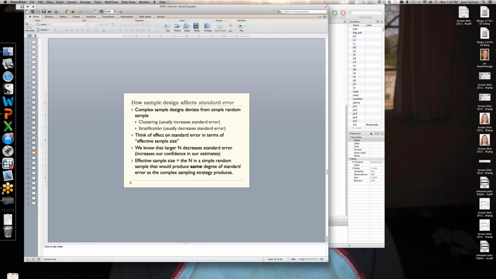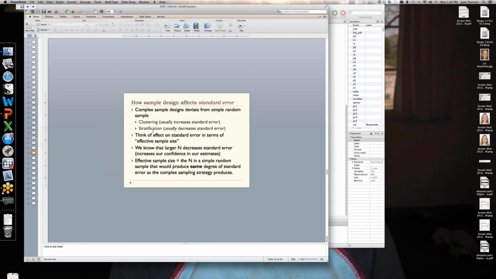So I mentioned earlier that there are sort of two ways that we can wind up with deviations. Clustering will usually increase your standard error. In other words, if you don't adjust for it, you're going to be overconfident. Your confidence intervals are going to be too small. Stratification, on the other hand, usually decreases standard error. It makes the quality of our samples better. So if we don't adjust for it, we're going to be overestimating our standard errors when they really should be smaller.